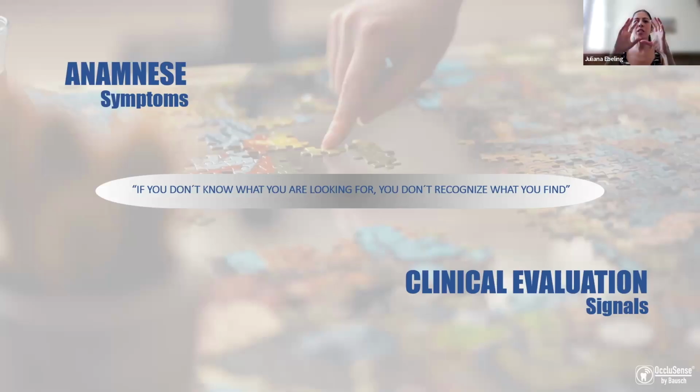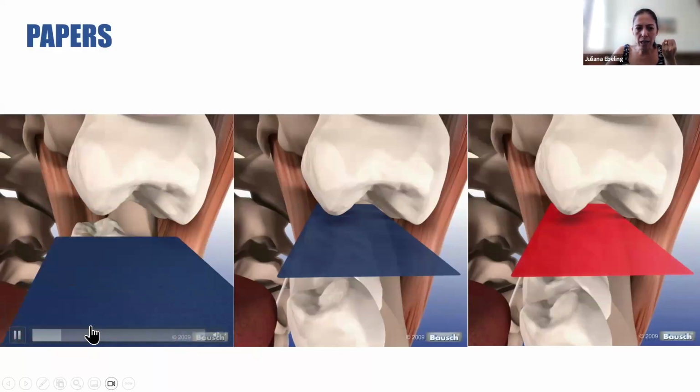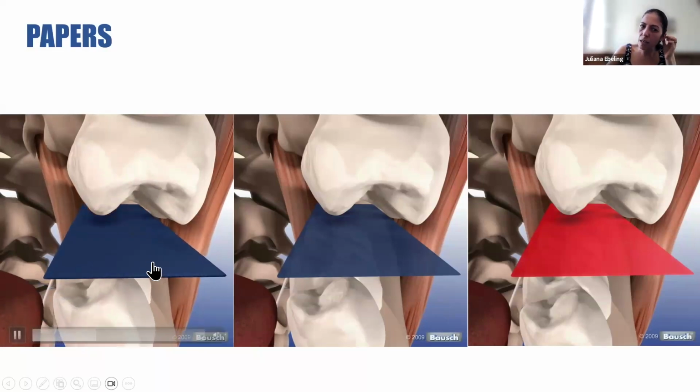Then, after all this information, you can try to understand how this system is working. And here, when we use digital devices, we need to change how we understand and interpret the data. Why? Because we were trained for analog work. We were not trained for digital devices, digital tools. So how do the papers work? This is a 200 microns thing.